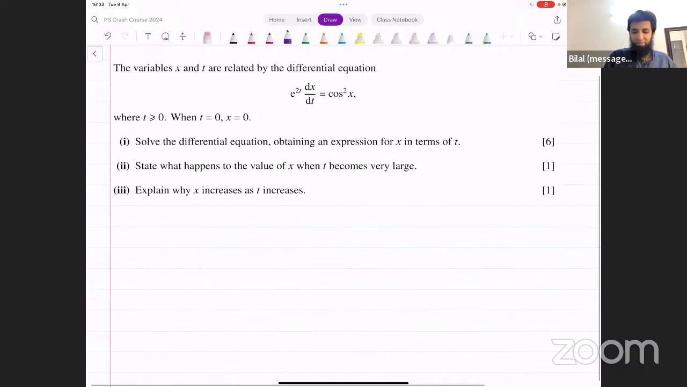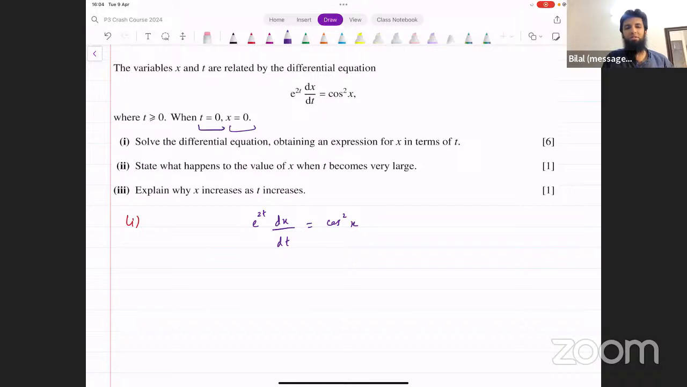Okay, so what does it say? We have this differential equation in part 1. e raised to power 2t into dx over dt equals cos square x. And we are given that t is greater than or equal to 0. And then it says when t equals 0, x equals 0. This is a point that we're given that we can use to find the value of c.